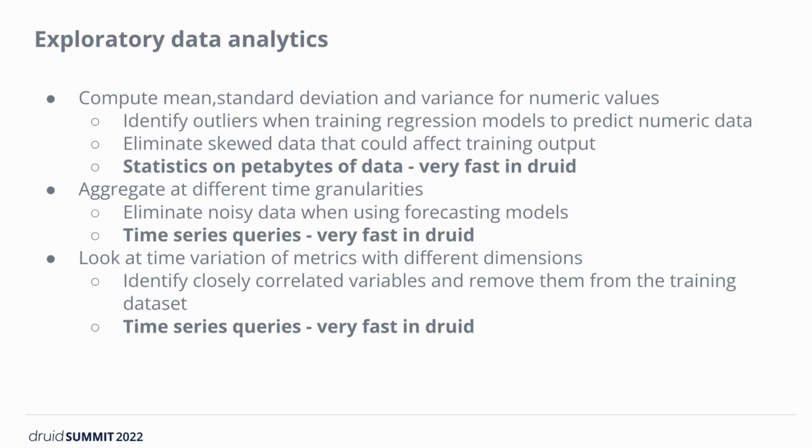And the other interesting thing is being able to aggregate at different time granularities. This is very useful when we're doing any kind of forecasting. It's extremely useful because, again, if the data is very noisy, forecasting models tend to have issues. So by varying the granularity, you can achieve a smoother data set, which can help in better forecasting. And of course, you can also look at time variation of metrics with different dimensions so that you can eliminate dimensions that are extremely correlated. This obviously uses time series queries, which are also very fast.